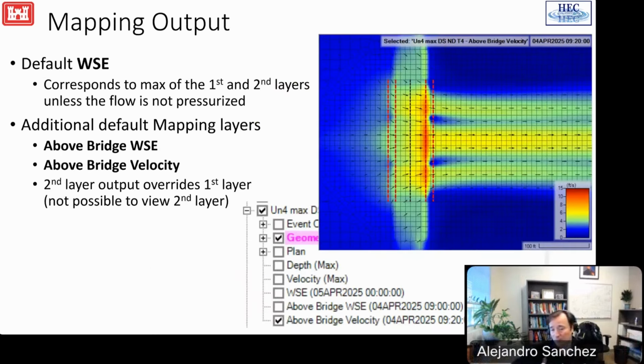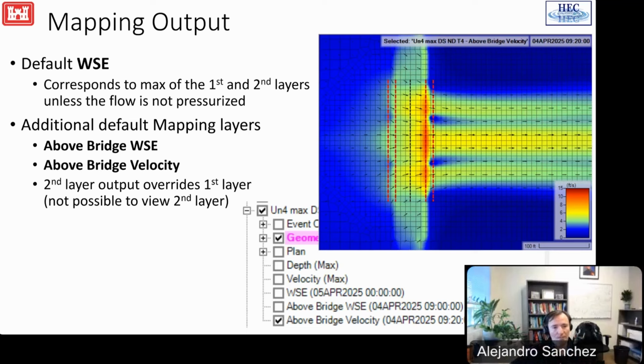All right, and then for the mapping output, it's very similar to what you're used to for just regular 2D modeling, except now you have some additional output. The velocity stays the same, and it corresponds to the velocity in the first layer, right? But the water surface, it's the first layer by default, but once you have overtopping, it will switch to output the second layer water surfaces above the bridge. Because what people are generally interested in is how high is the water going to get, right? If the water surface is at the bridge deck, they don't really care about that. They want to know about the water that's above the bridge and display that.